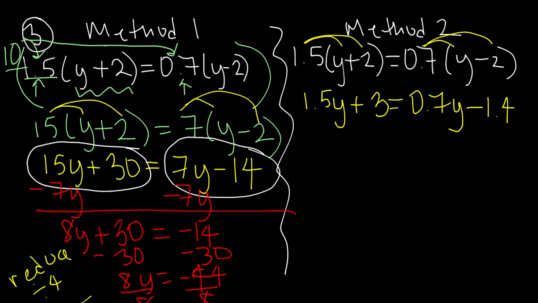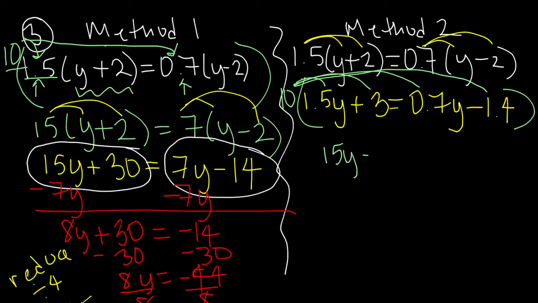Okay, so now after distributing, we could multiply by 10 at this point to move the decimal. So now that all the parentheses are gone, now that I've distributed, I am going to multiply the 10 by every single number in here and move the decimal place 1 for each. So that would give 15y plus 30 equals 7y minus 14. And I want you to see that solving it the other way, we had the same equation. 15y plus 30 equals 7y minus 14. So either of these methods would give us the same answer because we have the same equation at this step.